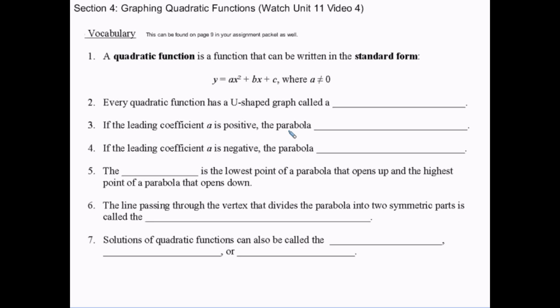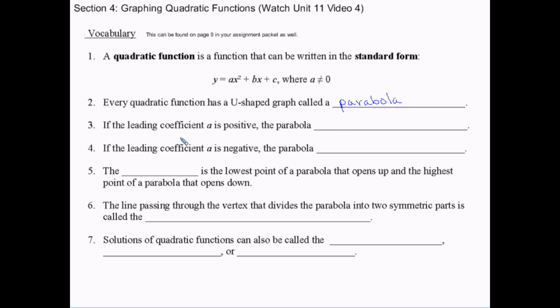Talk about graphing quadratic functions. A quadratic function is a function that can be written in the form y equals ax squared plus bx plus c, where a is not 0. So you have to have an x squared in there somewhere in order for it to be a quadratic function. Now a can be positive or negative, it just can't be equal to 0. Every quadratic function forms a U-shaped graph, and that shaped graph is called a parabola.